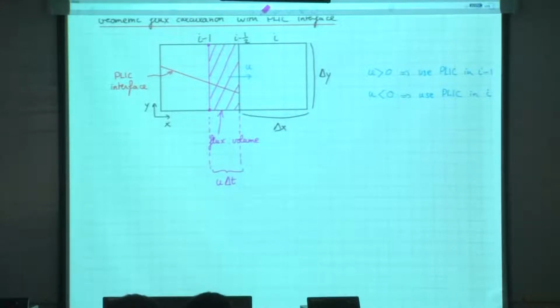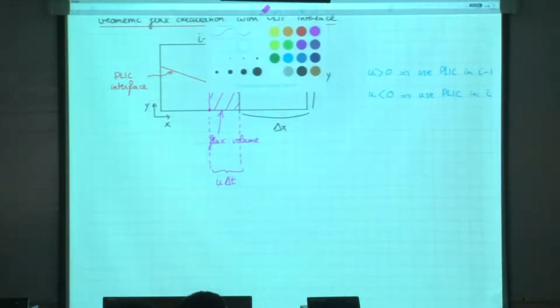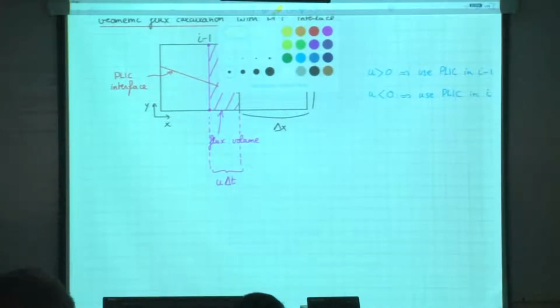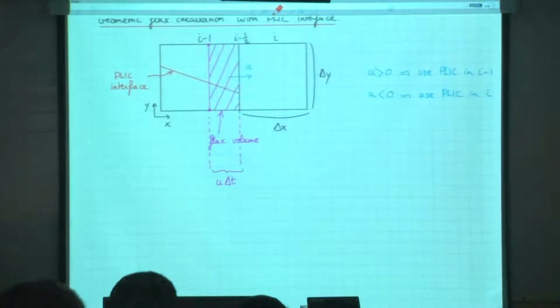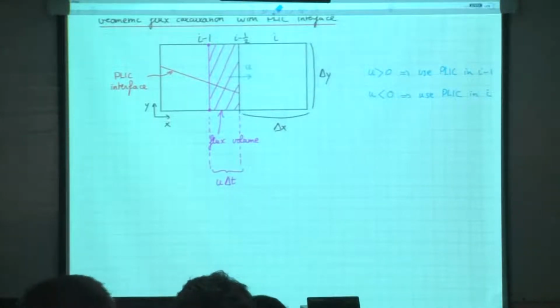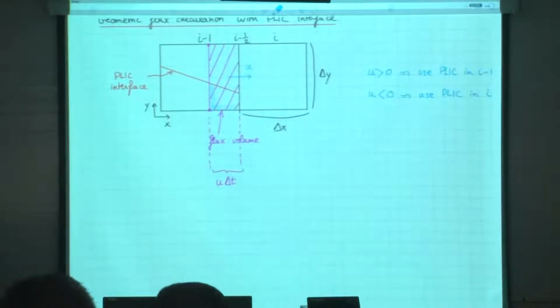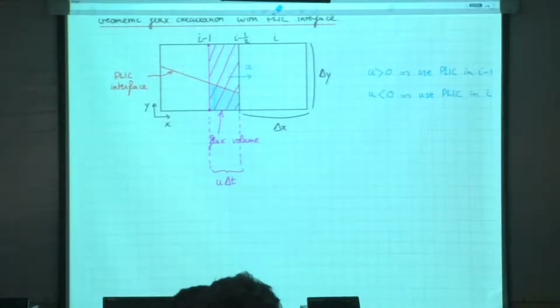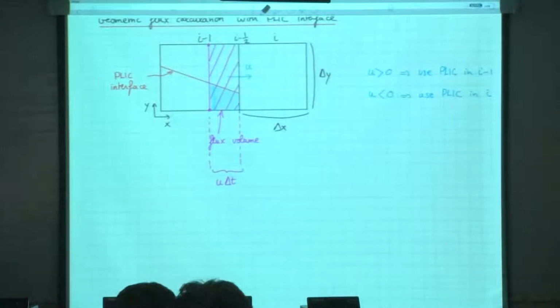What we need to know in this is specifically the answer to the following question. How much liquid? I wanted this to be blue. Come on. Work with me, iPad. So the question we want to answer is, what is the amount of liquid under this region? That will tell me precisely what is the liquid volume that flows from cell I-1 to cell I. Therefore, it will give me my flux.